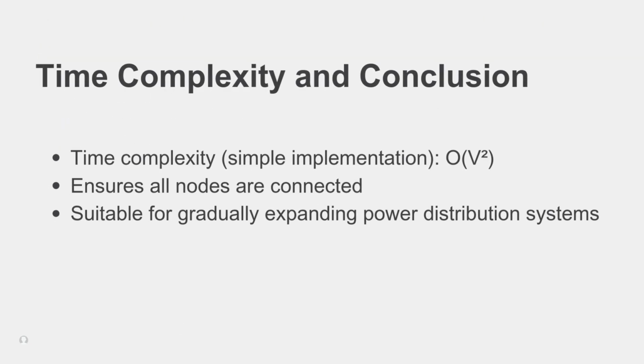For a simple implementation of Prim's algorithm, the time complexity is O(V squared), where V is the number of nodes. Even with this simple approach, Prim's algorithm can guarantee that all nodes are connected without forming unnecessary loops. In conclusion, Prim's algorithm is an effective and practical method for power distribution network planning.